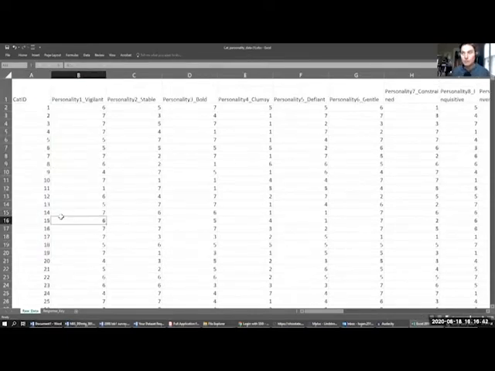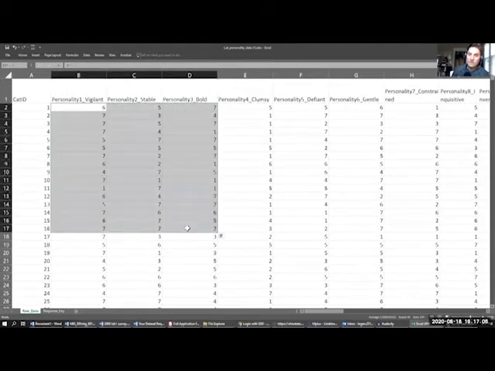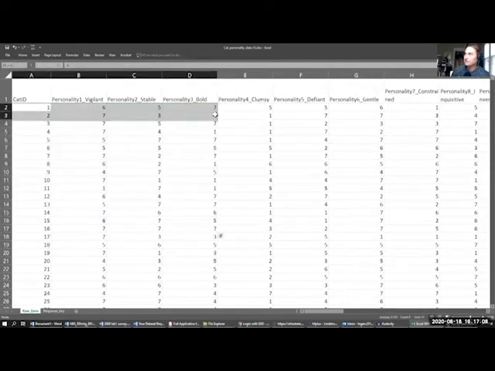And there are people who study the personalities of cats. So you can study anything. All right, so they've rated these cats on a scale of like 1 to 7 in terms of how vigilant they are, how stable they are, how bold they are. And in this case, I don't see the survey, but I know that there's a survey that's been turned into these particular answers here for each individual cat.